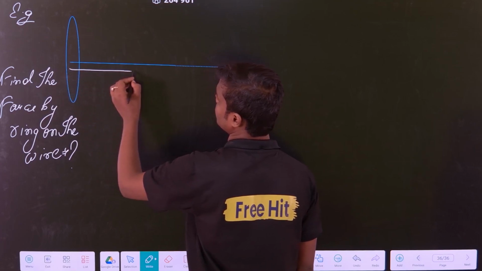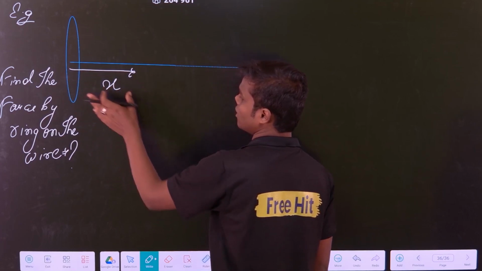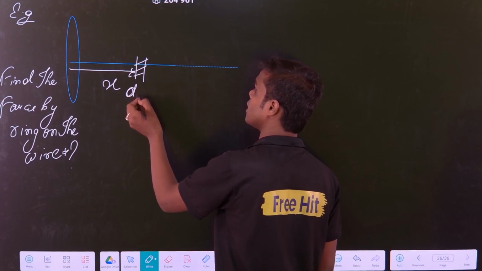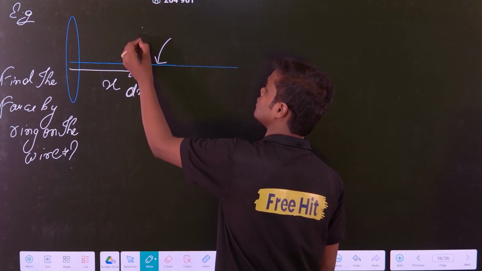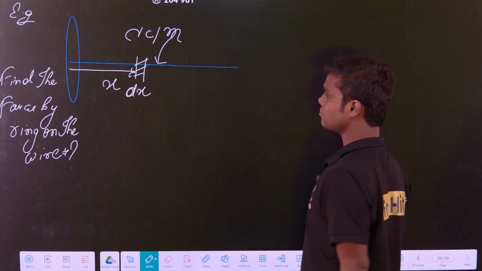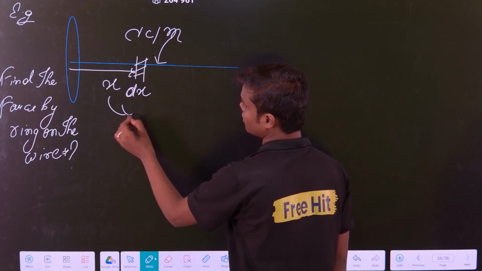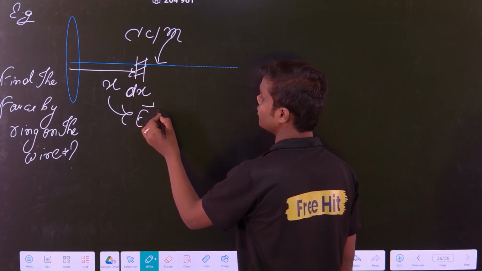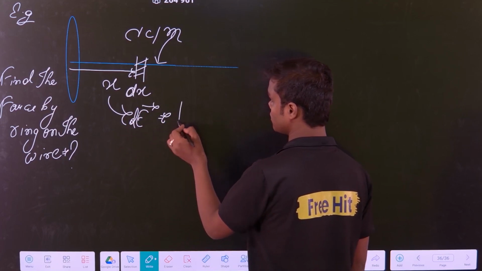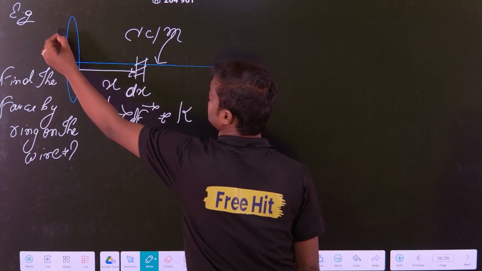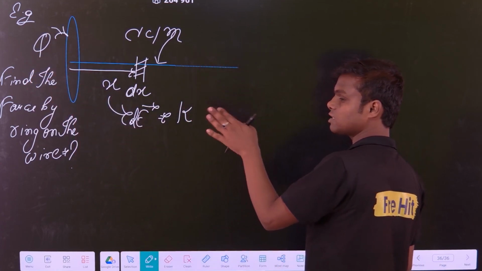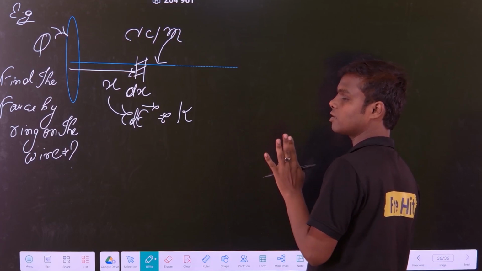From the center we will go some distance x and take a small element that is called dx. And as it is a wire, the charge density will be lambda coulomb per meter. So what is the electric field? It will be a small value of electric field. For the ring, because it has a charge capital Q, what is the electric field? KQx upon (x square plus r square) power 3 by 2.